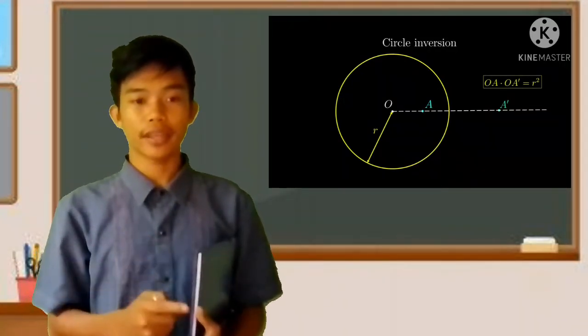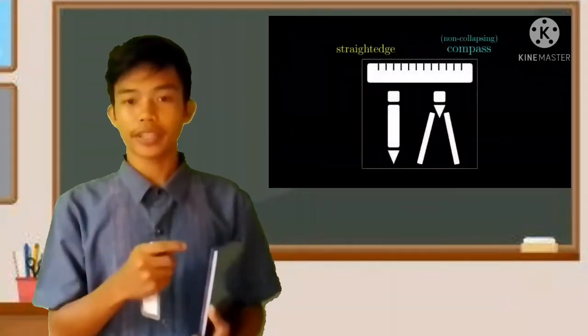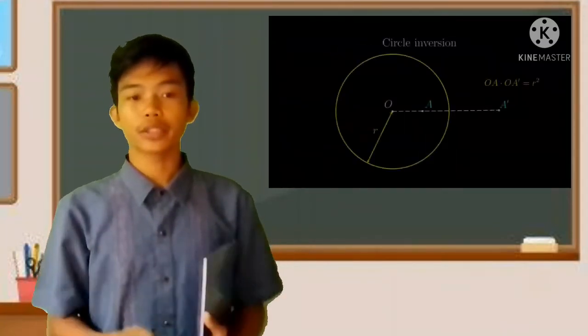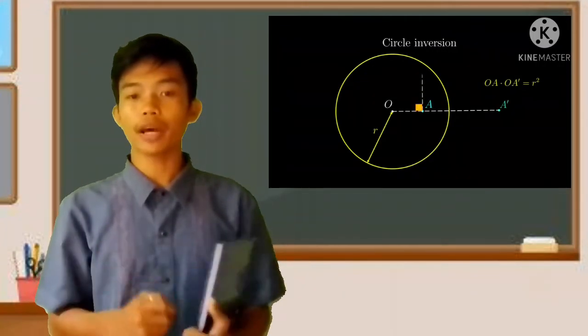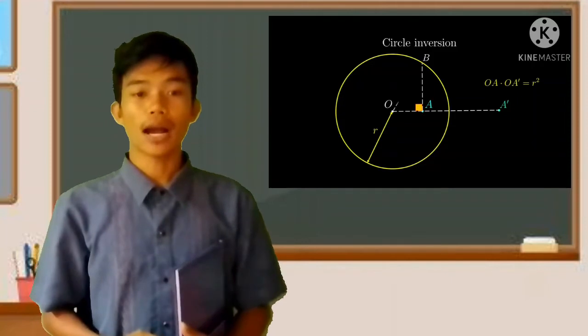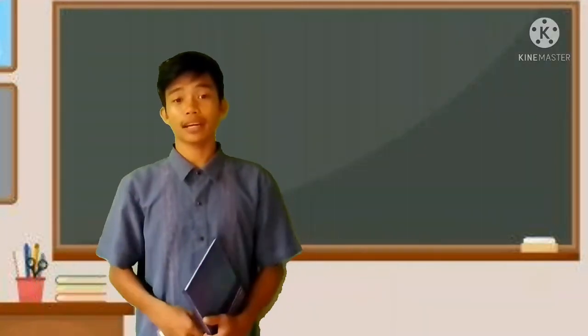One other thing to note is that inversion of a point can be done with straight edge and compass. If you are wondering, here is one way to do the construction. We first draw a perpendicular from A to meet the circle at B, then draw a tangent to the circle at B. Before we end, I have an activity.